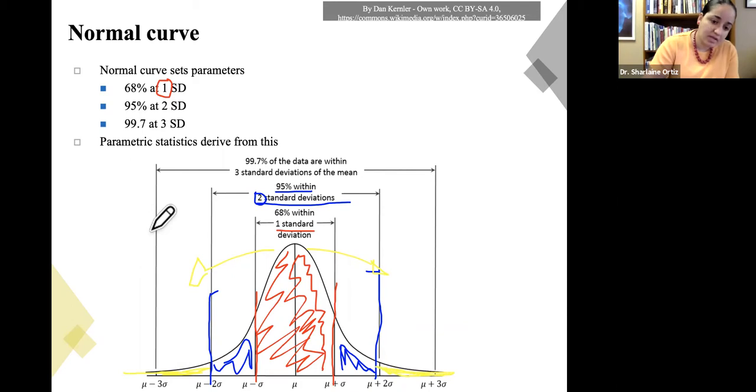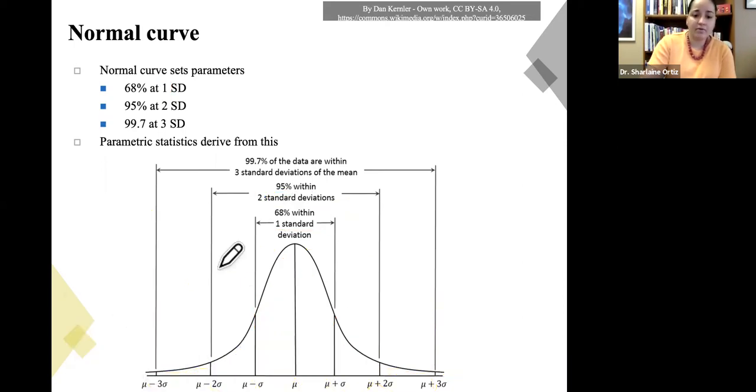So notice that within here, we're going to find about 99.7% of all that data. It's going to be included within 3 standard deviations. So in this case, 1, 2, 3 standard deviations, and 1, 2, 3 standard deviations. So this would be the information normally distributed. And I'll give you an example.